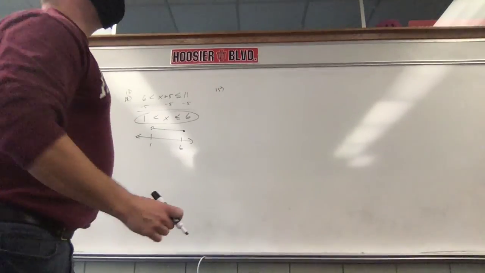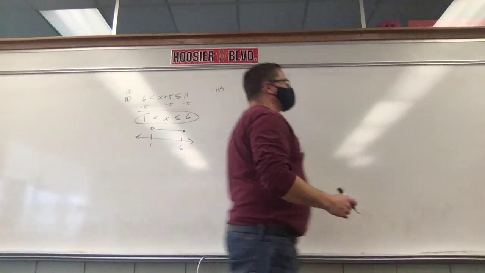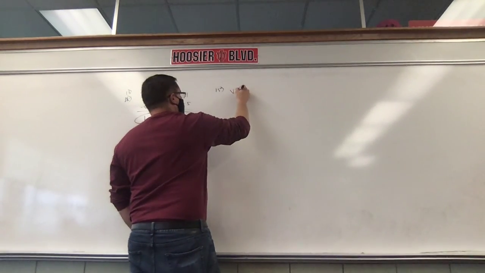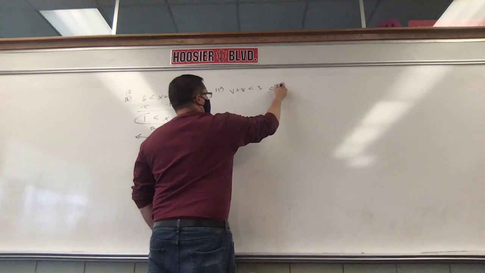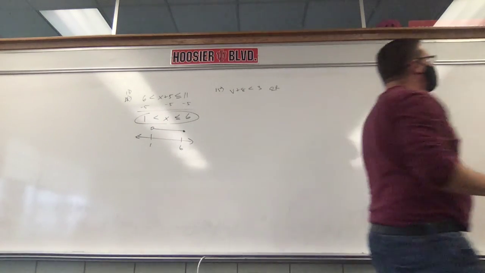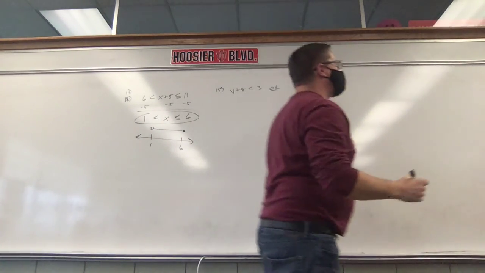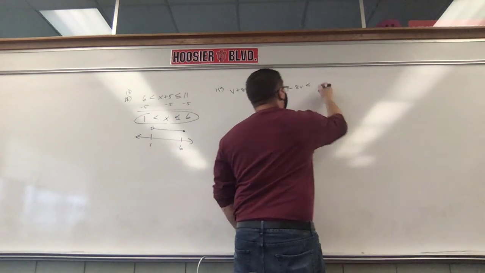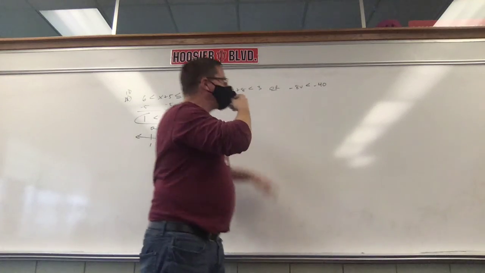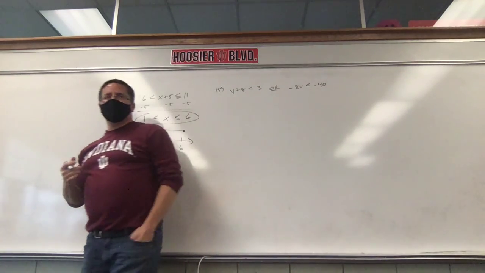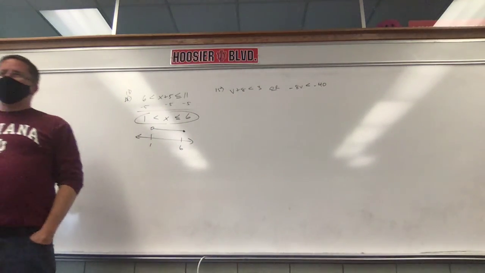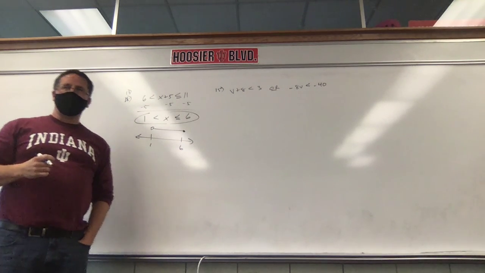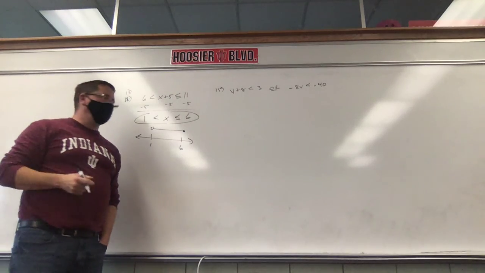Okay. So I want to make sure you understand, when we get to a question like number 15, it says v plus 8 is less than 3, or negative 8v is less than negative 40. When you see a statement like this, it says this or this. That doesn't mean I'll do one or the other. You still need to solve both of them.